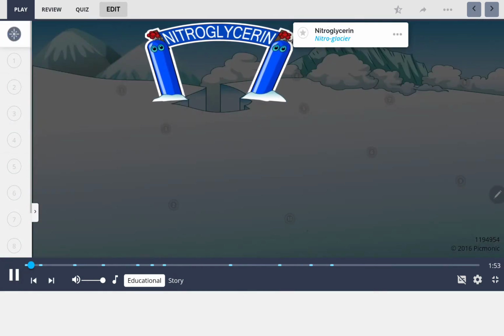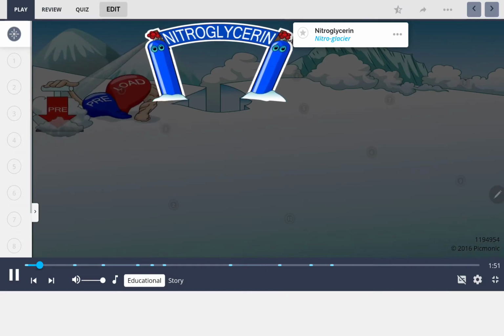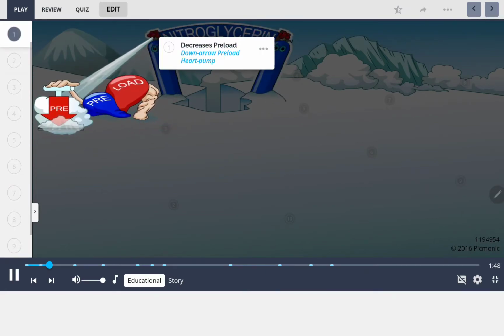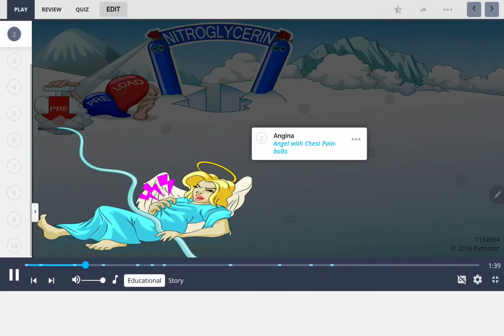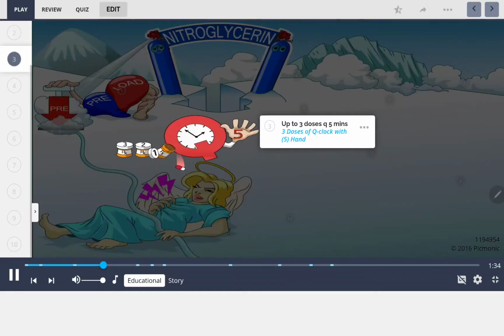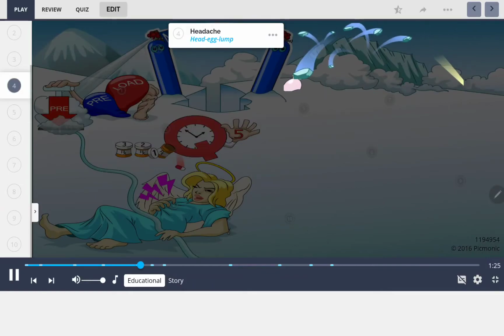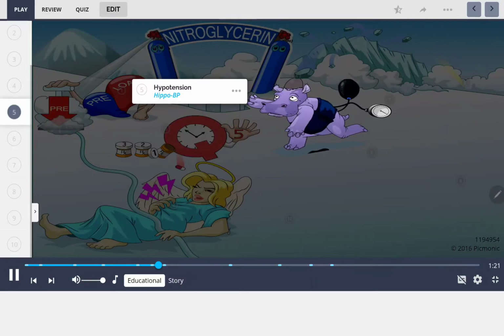Remember nitroglycerin by your trip to the Nitro Glacier. This medication works by decreasing preload, shown by the down arrow preload heart pump, which is stuck as it's being frozen by the nitro. Common indications for this medication include angina, shown by the angel with chest pain. With angina, the patient can have up to 3 doses separated by 5 minutes between each dose, shown by the 3 doses Q clock with 5-hand. Side effects may include headache, the head egg lump, or hypotension, shown by the HiPoBP.